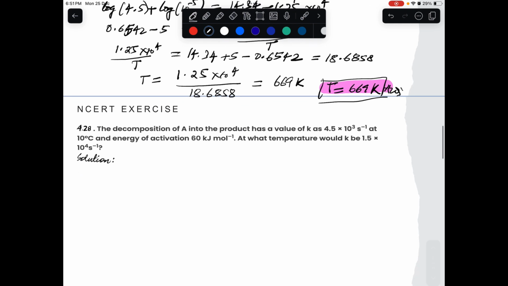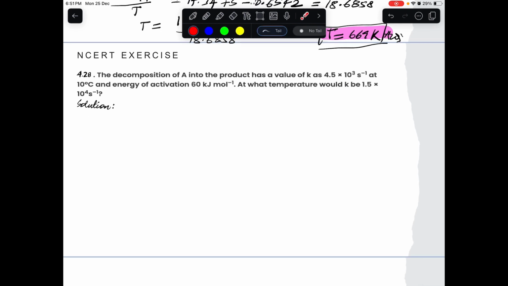Now next, 4.28. In 4.28, decomposition of A into product has a value of K as 4.5 into 10 raised to the power 3 per second. Rate constant value is given at 10 degrees Celsius and energy of activation is 60 kilojoules per mole. At what temperature would K be 1.5 into 10 raised to the power 4 per second? In this question, they have given two rate constant values. First in the beginning, for which they have given temperature also, and the second one, for which we want to calculate the temperature.